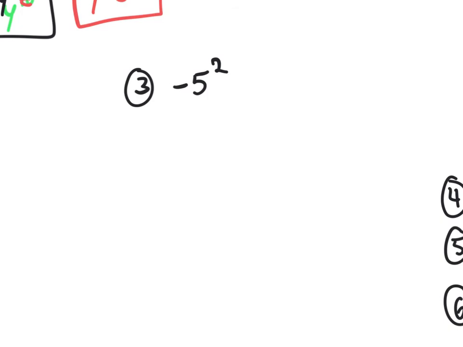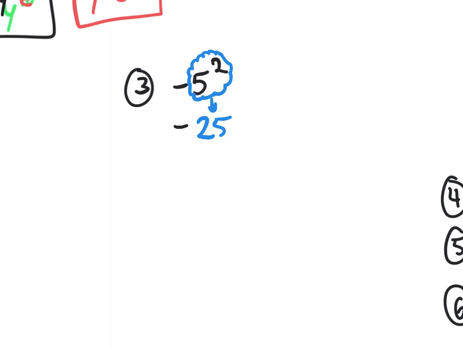Number 3, ridiculously easy. You have to remember that parentheses matter, right? If you have parentheses, you include that negative sign. If you don't have parentheses, you don't include the negative sign. So right here, what's the answer? Anybody? Negative 25, right? Negative 25. What? We do the exponent first, and then you simply bring down the minus sign, right?